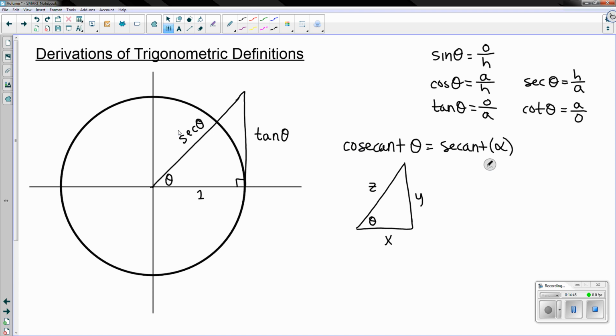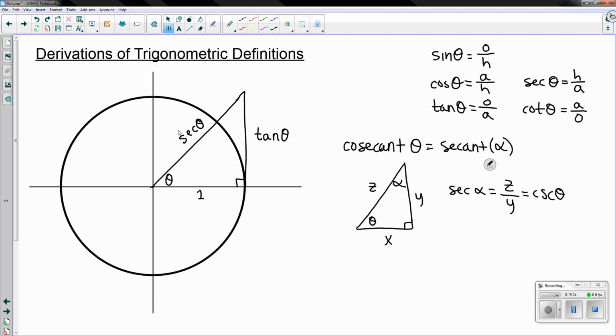Now, we're talking about the secant for the complement to theta in order to find the cosecant definition. So we're going to introduce alpha, knowing that that is our complement. So if I want the secant of alpha, we're going to do the adjacent side to that, which is y, over the hypotenuse side, which is z. Sorry, the hypotenuse z over the adjacent y. This should be equal to the cosecant, which is going to be abbreviated as CSC of theta from its name.